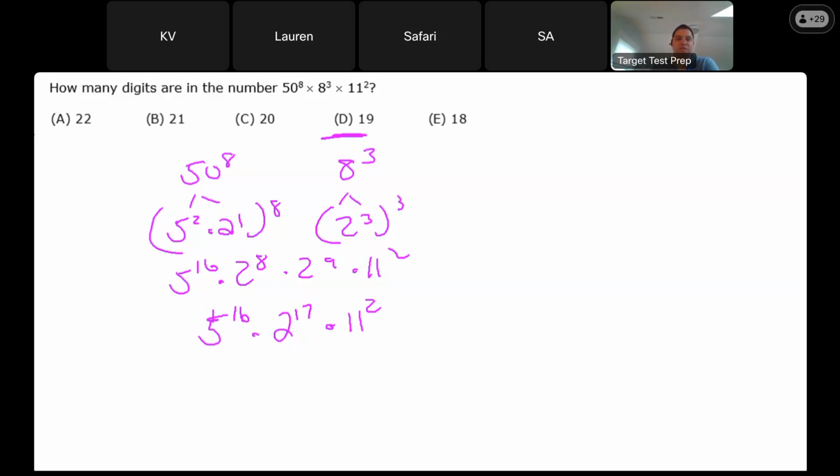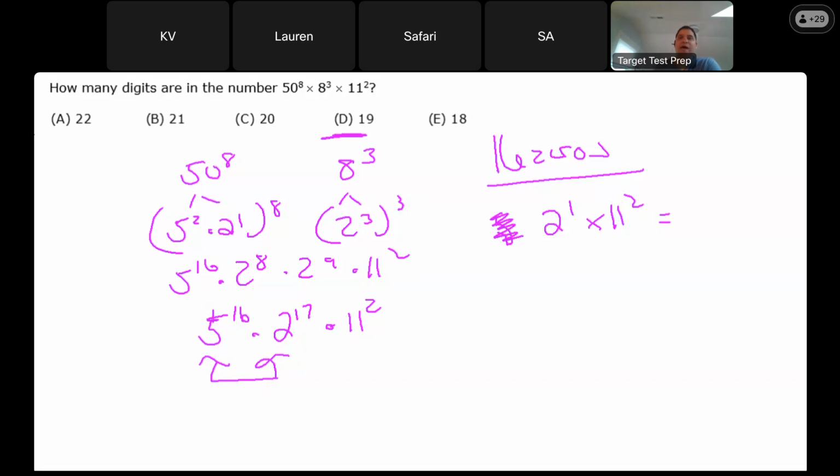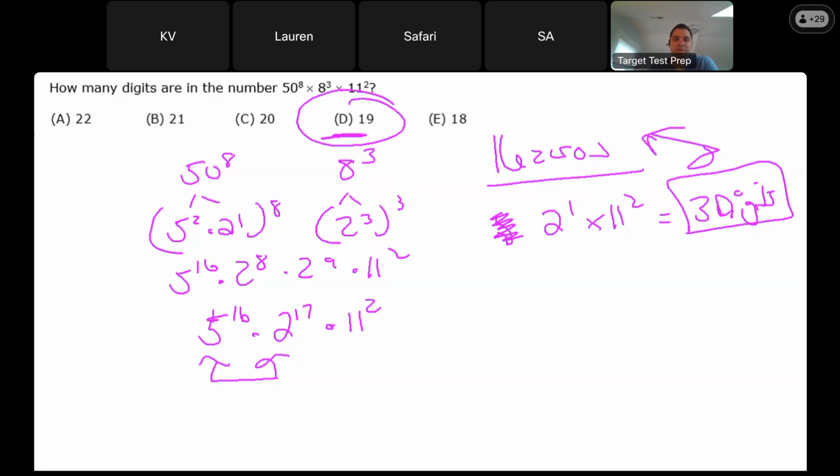So you look at these and you say, okay, we have 16 zeros, right? Then you say, well, what's left over? What's left over is 2 to the 1 times 11 to the 2. Now you could do this out, or you could say, you know what, that's just going to be 3 digits. You take 16 zeros plus 3 digits. 19 digits is your answer. That's how you deal with that.